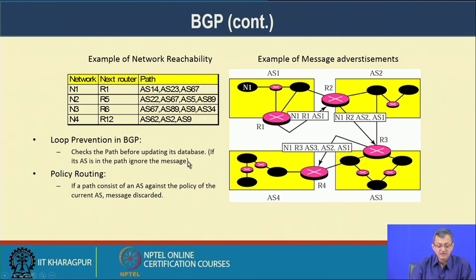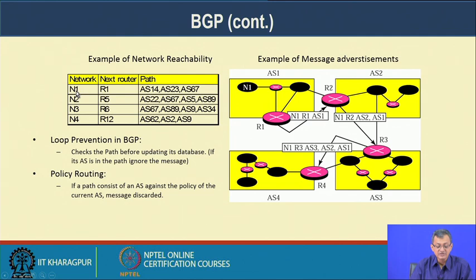So, if it is that router for network N1, the next router is R1 for this AS, and the path to reach there is AS14, AS23, AS67, right. So, this way it is defined. So, in order to reach N2, the next router is... now do not try to directly match with this figure. The table is an example of network reachability, right.